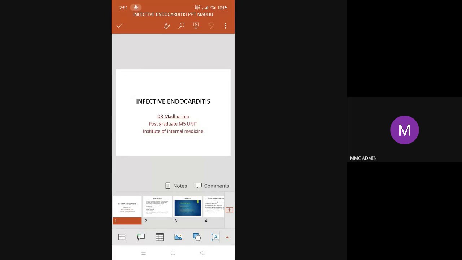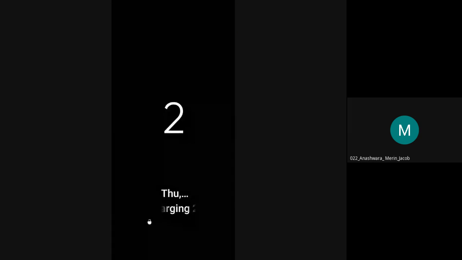Now we'll be discussing infective endocarditis. First we'll see the definition of infective endocarditis. Infective endocarditis will be the most important topic for the UG. You'll get many questions from this topic, and you'll get it in entrance exams also. It is a very important topic for you.